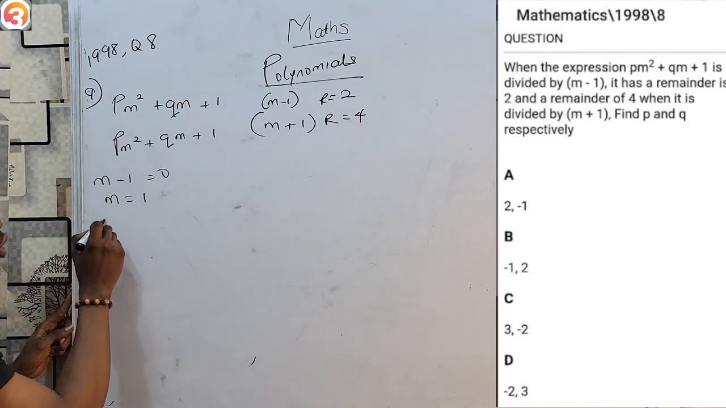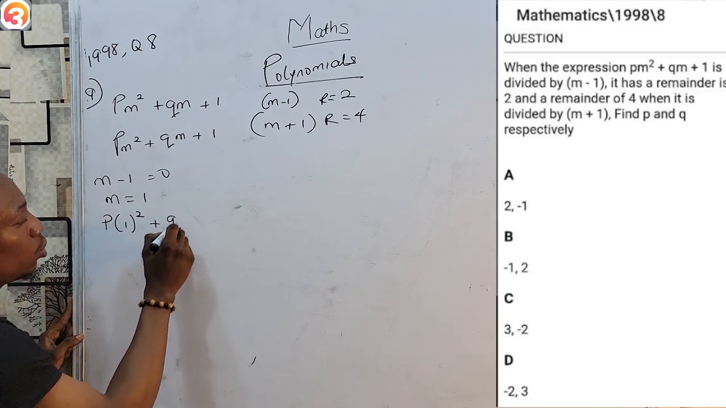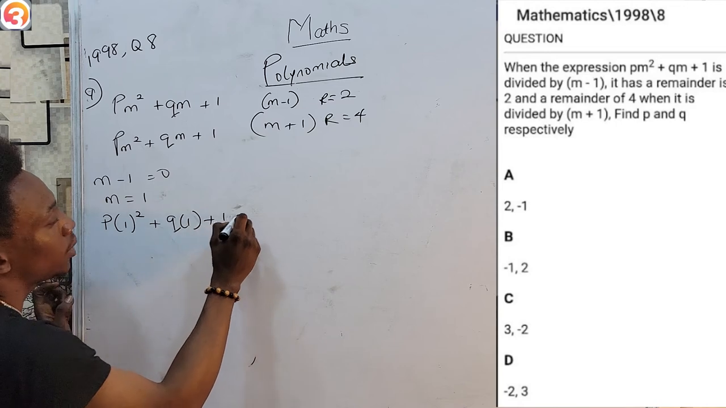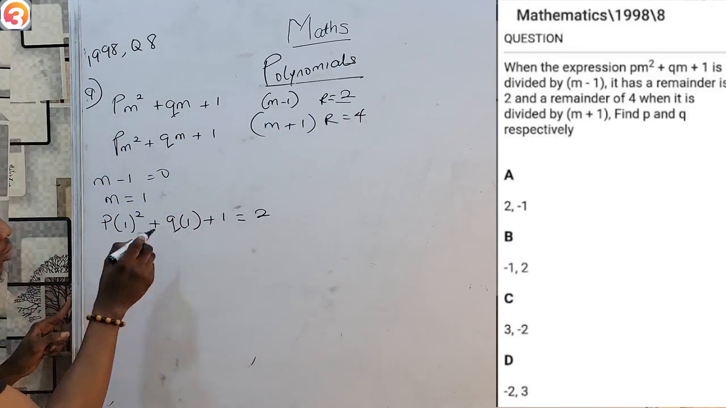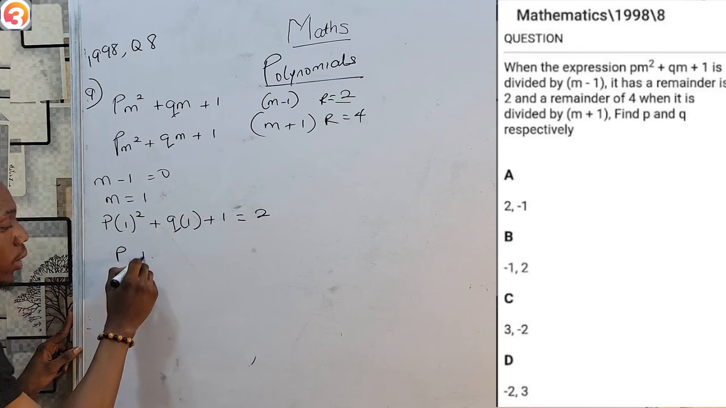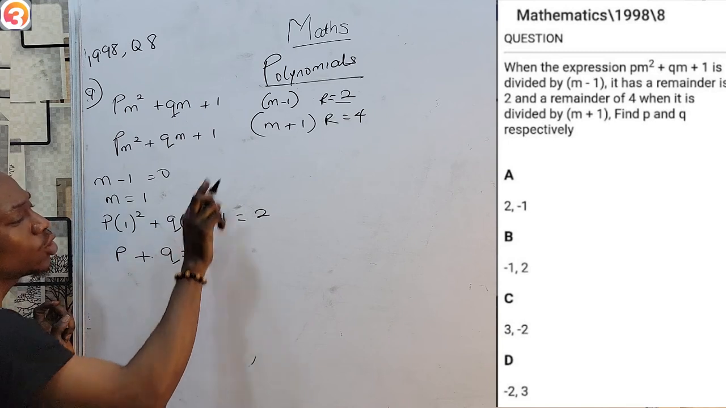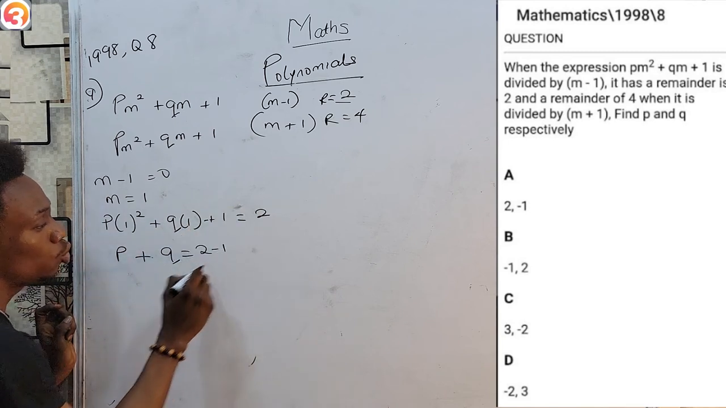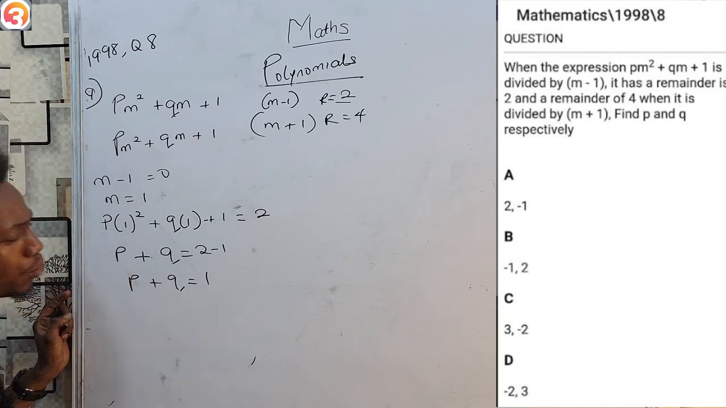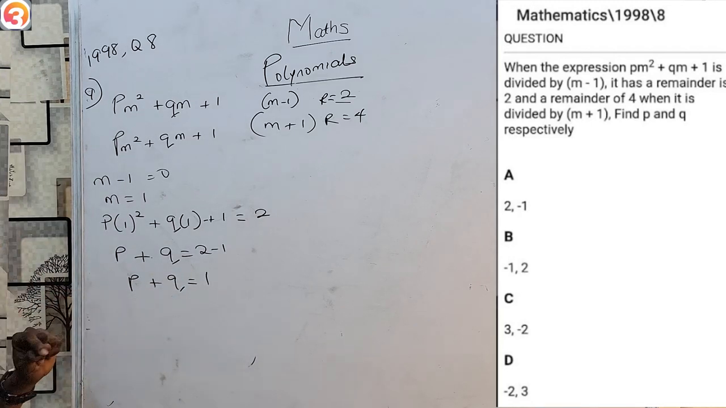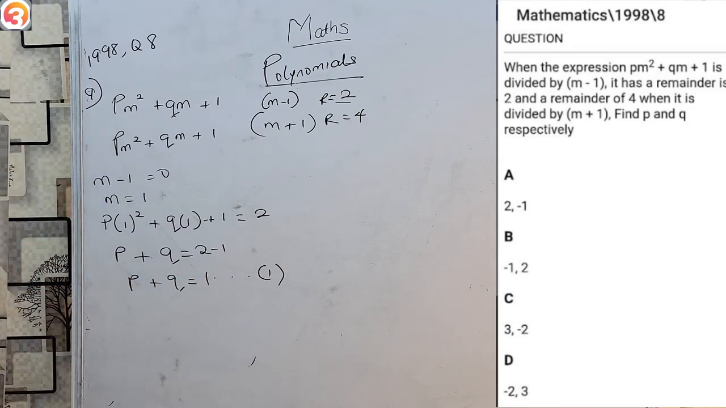So put 1 into the expression. That gives me p times 1 squared plus q times 1 plus 1 equals not 0, but the remainder, which is 2. 1 squared is 1, so 1 times p is p. q times 1 is q. Let's take this 1 to the right-hand side: 2 minus 1. So p plus q equals 1. And obviously, I cannot solve this any further, so I'll call this equation 1.